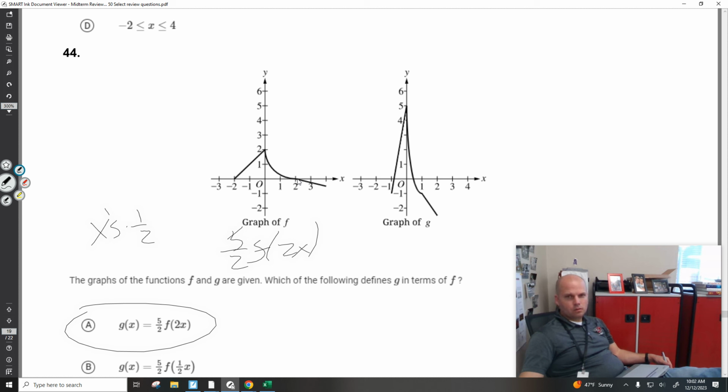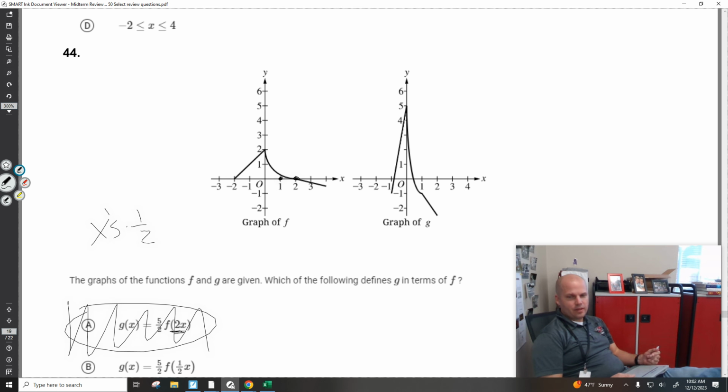No. Hold the phone. This point here, horizontally shifted over, comes here. But then times a number does not move that one down. That's not right. There has to be some sort of shift going on.